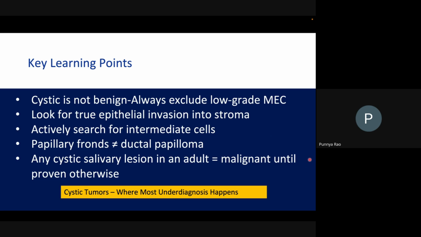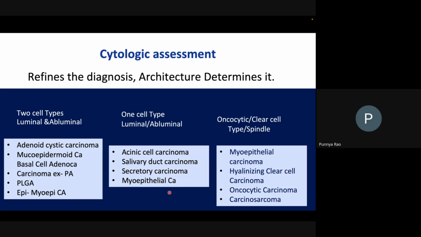So look for all of this. If you do not find any of this, then only sign it off as a cyst. Also, underdiagnosis of cystic tumors usually happens. So once we do the architecture, then we go for cytologic assessment.